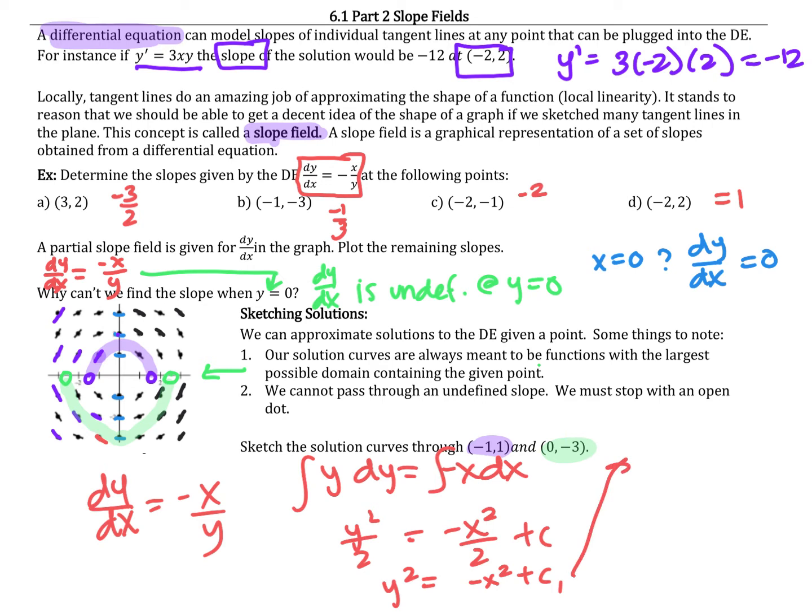And just like we did last class, we can square root both sides to give us two separate solutions. Either y is going to equal the square root of -x squared plus c1, or it's going to equal the opposite of that. So you can see that the purple particular solution we just found would be using this top equation, which makes sense. The green solution would be using this bottom equation, just like we did last class. But now we're getting a visual idea of what this would look like.